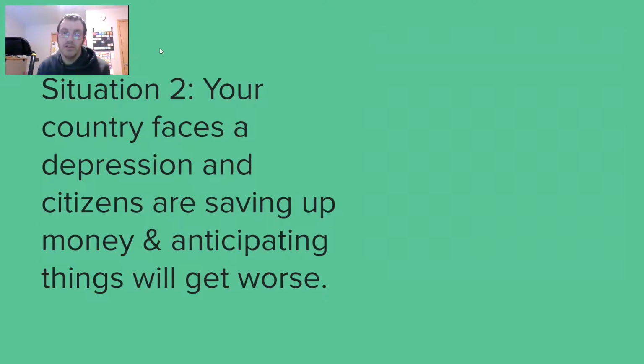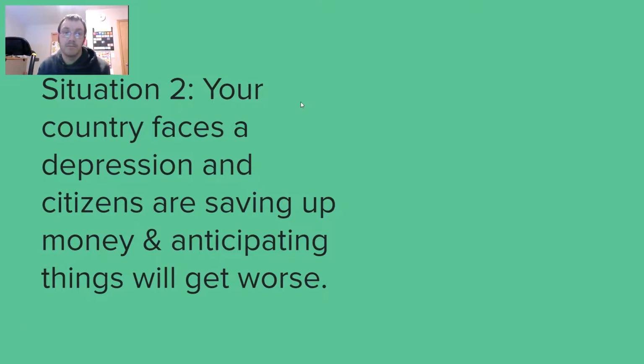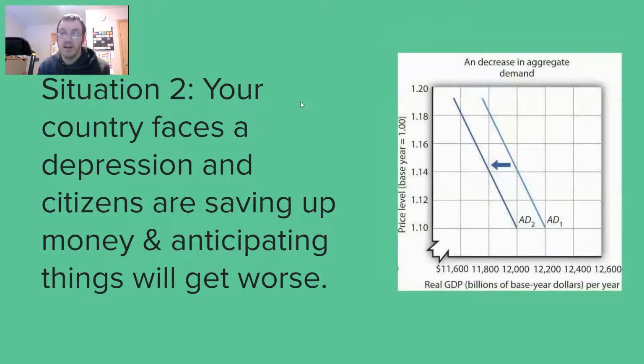Situation 2, your country faces a depression and citizens are saving up money and anticipating things are going to get worse. You're saving up money, things don't look good. What is that going to mean? That's going to be a decrease in aggregate demand. Because people don't want to spend money, we're not going to have an increase in real GDP if everybody's putting their money in the bank and just saving it.